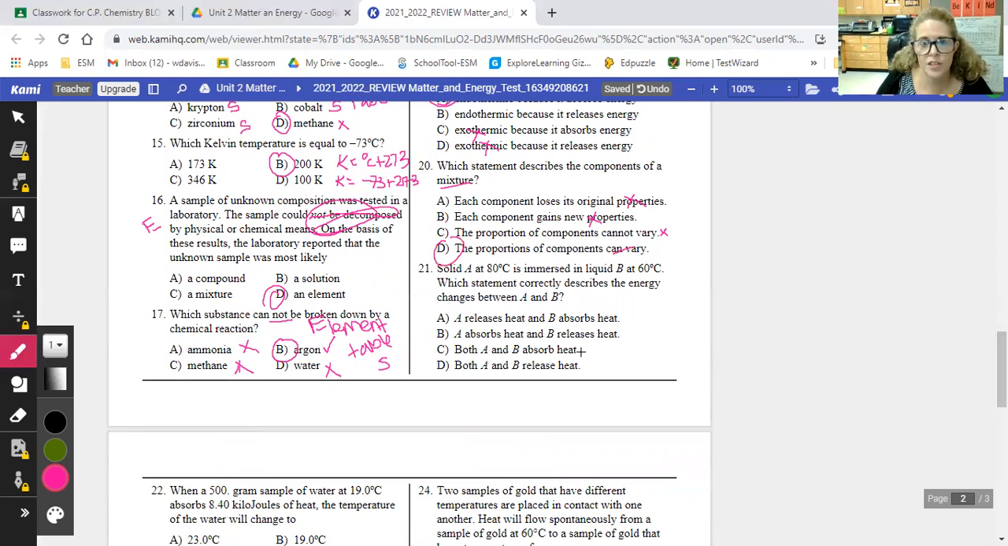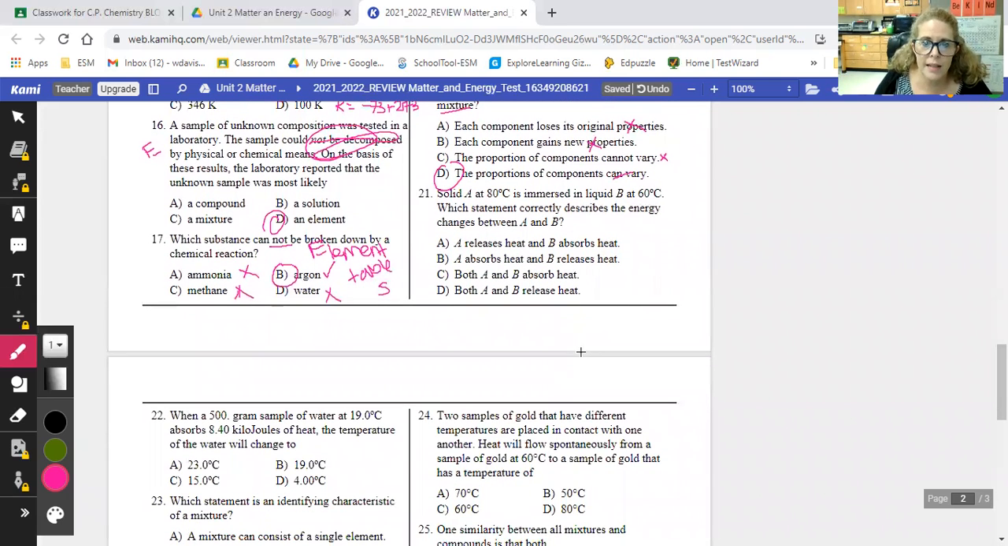Yes, that's your answer. All right, so a solid A is at 80 degrees and it's immersed in a liquid B at 60 degrees. Which statement describes the energy changes, right? Heat always goes from high to low temperature, right? That's the direction. So I'm going to go from solid A to liquid B. So A releases heat and B absorbs heat. Yep, because if it's going from A to B, A is going to release the heat and B is going to absorb the heat, right? One loses and one gains.